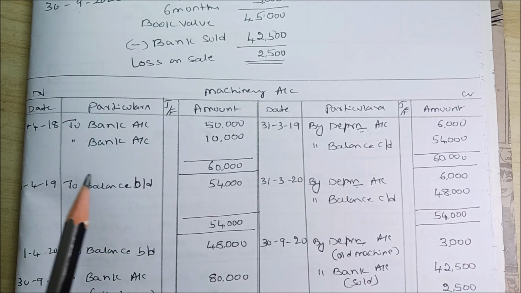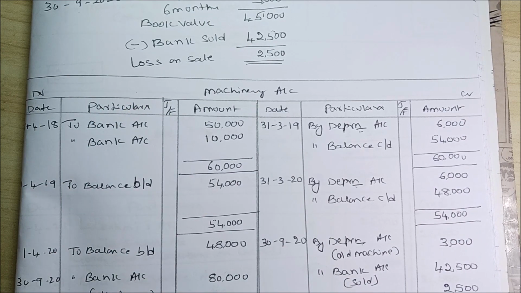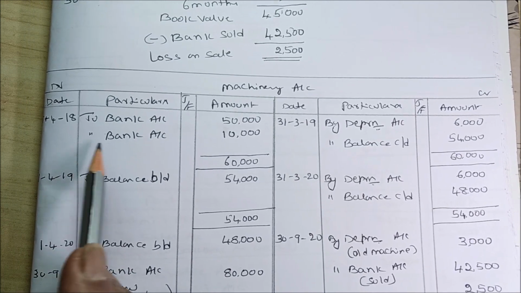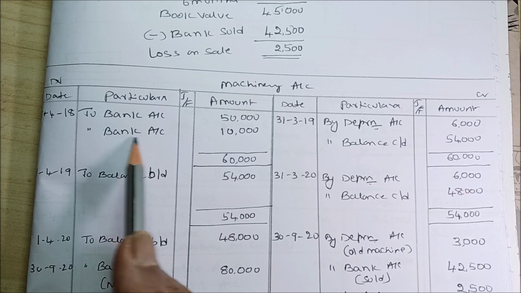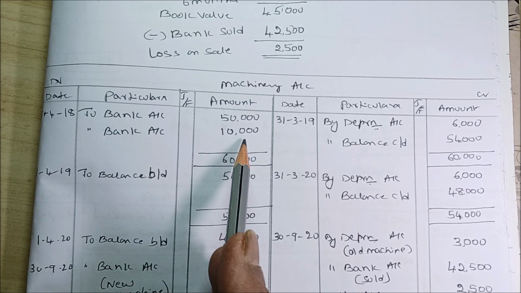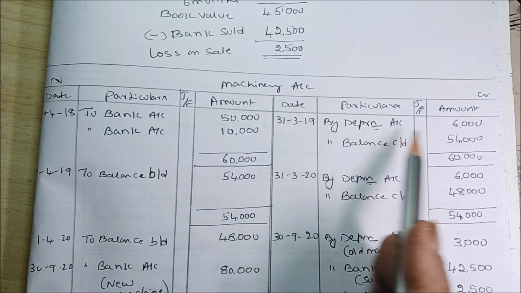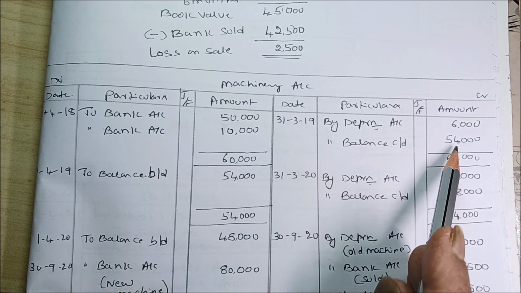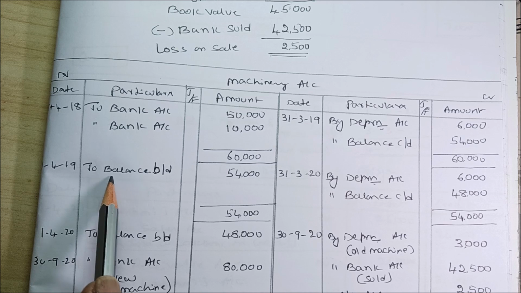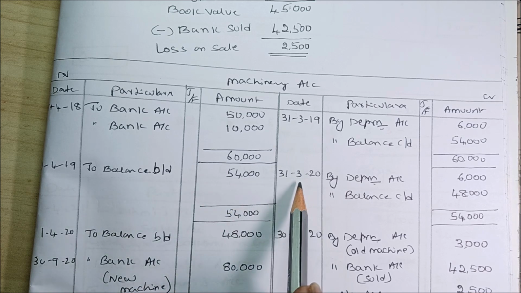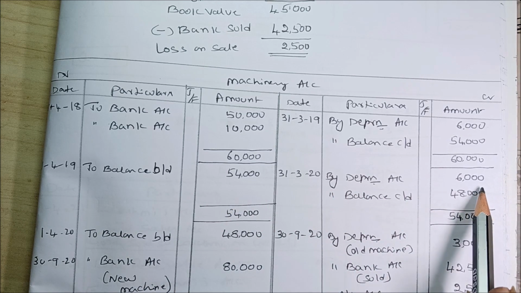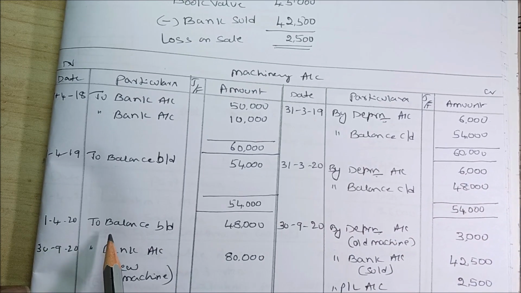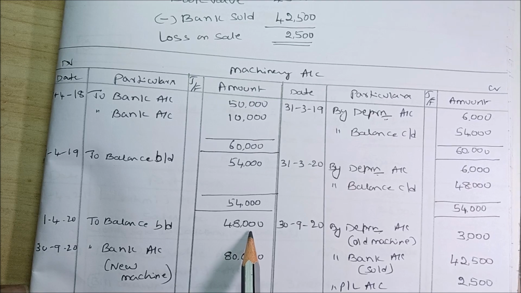This is the machinery account: date, particulars, JF, amount, debit, credit. Whatever calculation has been given, that only we are writing in debit and credit. 1/4/2018, to bank account 50,000, to bank account installation charges 10,000. 31/3/2019, by depreciation 6,000, by balance carried down 54,000. 1/4/2019, balance brought down 54,000. 31/3/2020, by depreciation 6,000, by balance carried down 48,000. 1/4/2020, balance brought down 48,000.